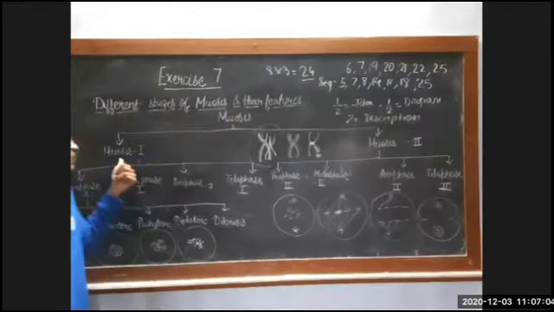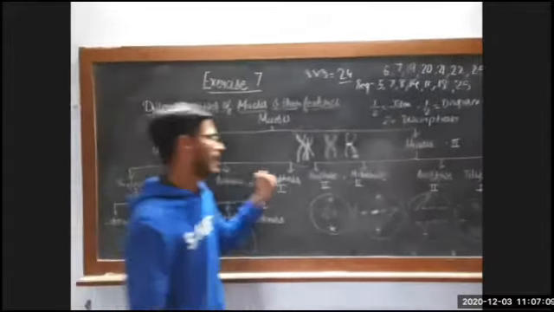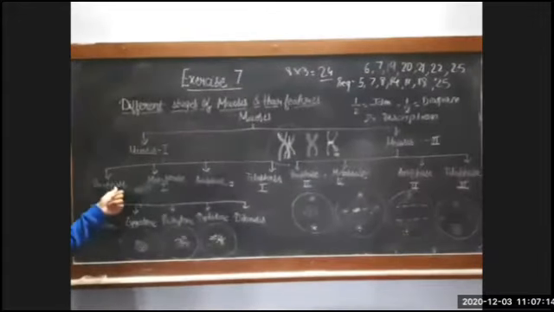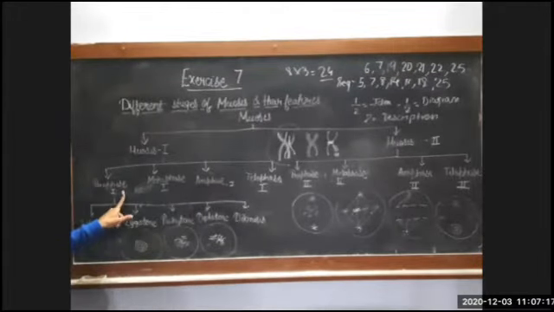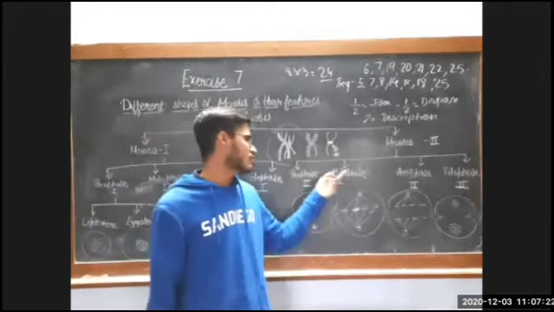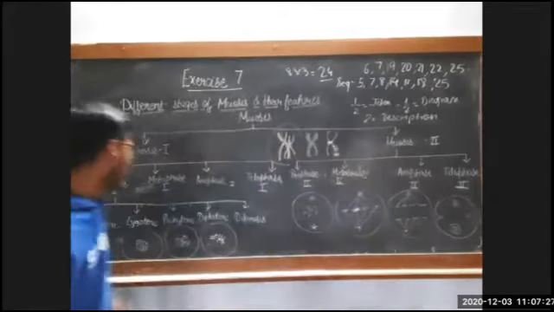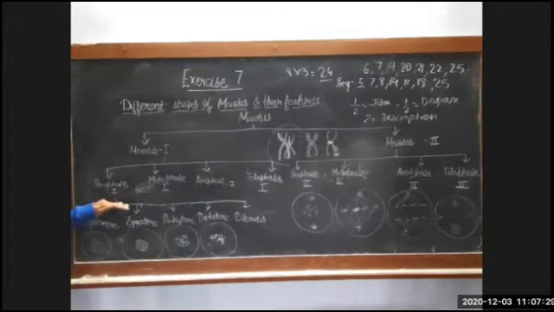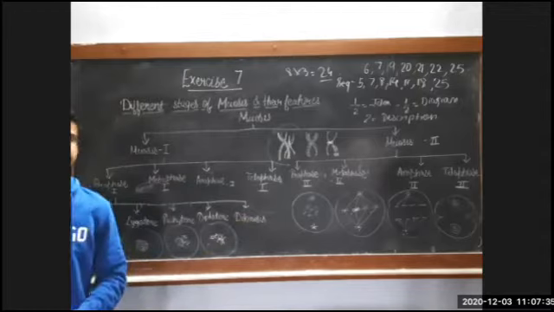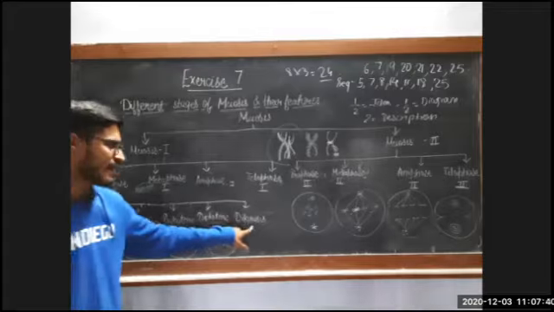So meiosis, I told you there are two phases, that is meiosis 1 and meiosis 2. In both it is common: prophase 1, metaphase 1, anaphase 1 and telophase 1. In meiosis 2 also it is prophase 2, metaphase 2, anaphase 2 and telophase 2. But here prophase 1 is further divided into substages. There are total 5. What are their names? Leptotene, zygotene, pachytene, diplotene and diakinesis.